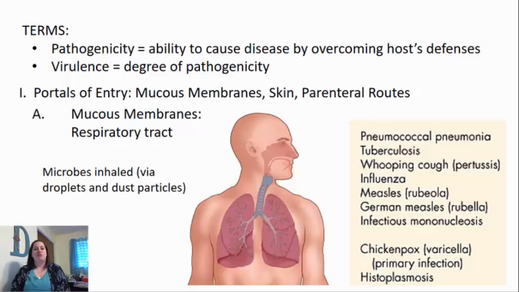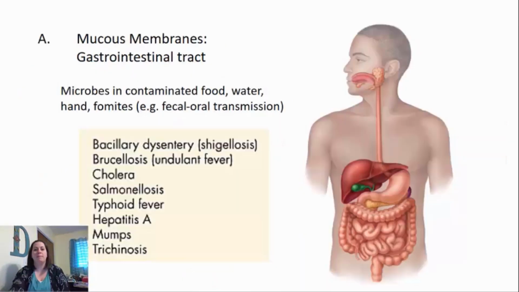There are different portals of entry that we are going to look at. These include the mucous membrane, the skin, and what we call parenteral routes. With the mucous membranes, guys, one of the main culprits is the respiratory tract. This is where microbes get inhaled. These can get inhaled via droplets or even dust particles in the air. Some examples that are going to gain access through the mucous membranes will be pneumococcal pneumonia, tuberculosis, whooping cough, also known as pertussis, influenza, measles, German measles, infectious mononucleosis, chickenpox, and histoplasmosis. These can all gain access through the respiratory system mucous membrane.